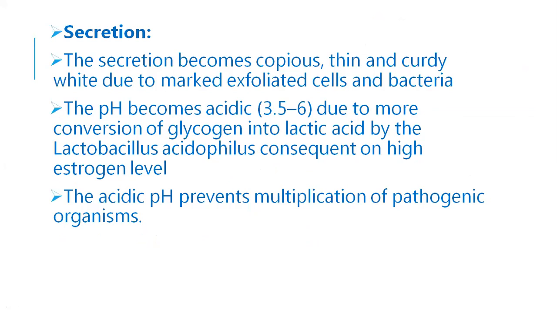What happens to the secretions? The secretions are also increased. They are thin, curdy and white. And this is due to exfoliated cells and bacteria. The pH becomes acidic due to more conversion of glycogen to lactic acid because of high estrogen levels. The acidic pH prevents multiplication of pathogenic organisms.